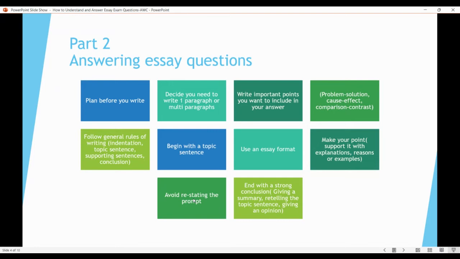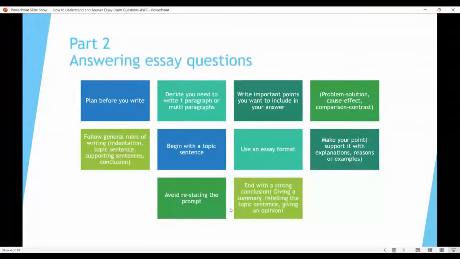Some students are in the habit of restating the prompt. When you are given prompts, they tend to copy them. You have to use the information. You have to use the prompt to develop your ideas. You can't just... it's a sign of a lazy writer. You don't want to think and write. You just want to take the prompts and convert them into sentences. Avoid doing that. It's not a good sign of a skillful writer.